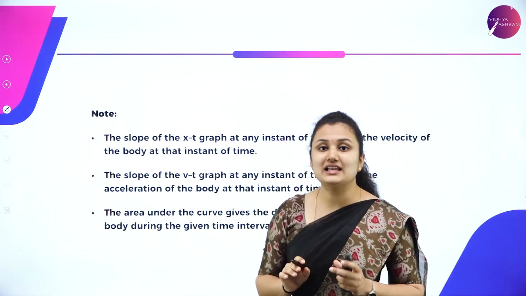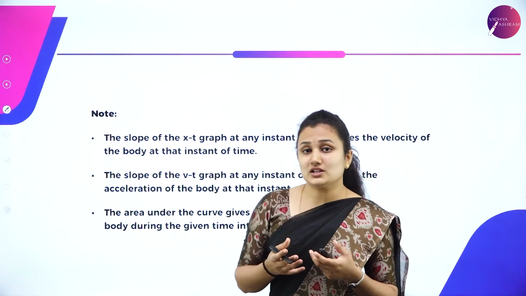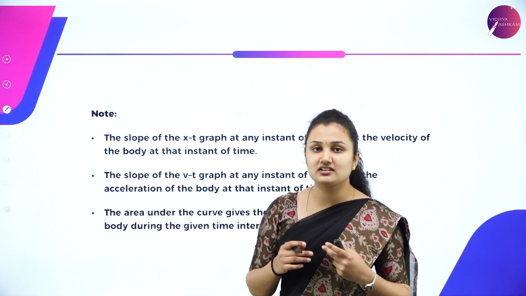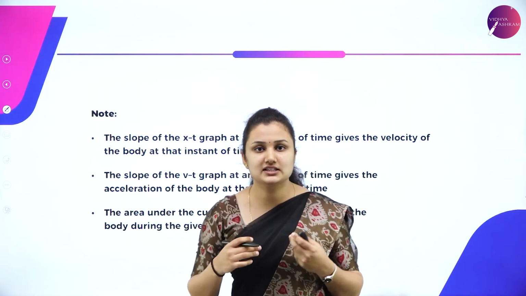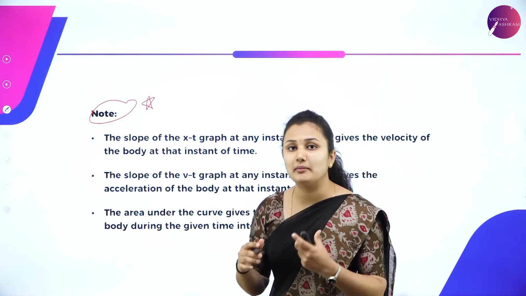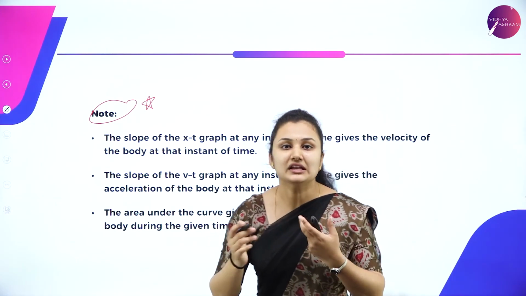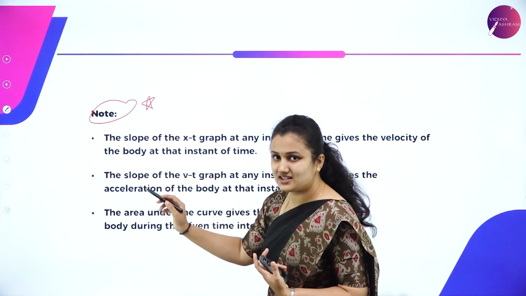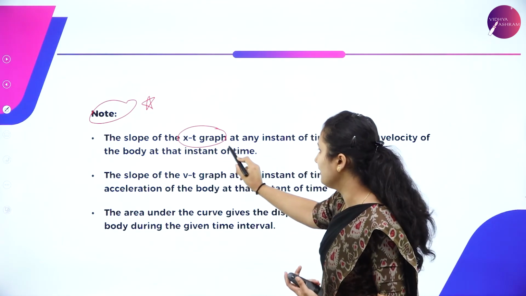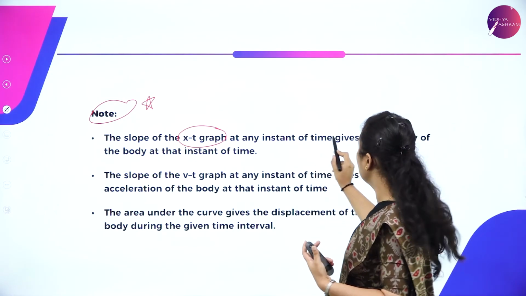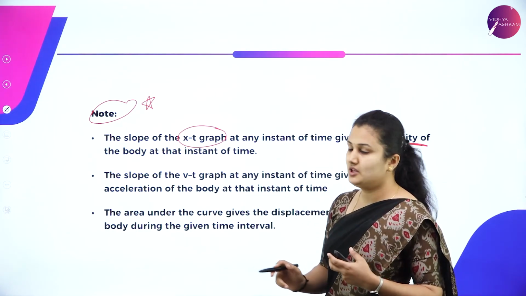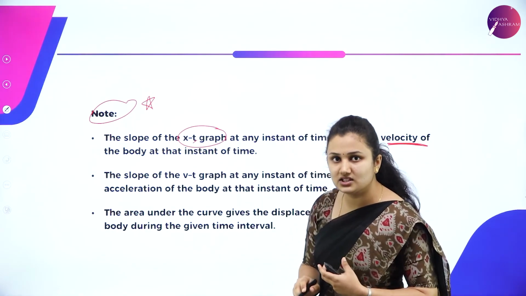So next, this is an important note. What is the purpose and significance of studying the position-time graph, its cases, and the velocity-time graph and its cases? So the note is very important. You have to remember this note for the upcoming session. The note says that the slope of the x-t graph, the position-time graph, at any instant of time gives us the velocity of the body at that instant of time. So this is the significance of the x-t graph.